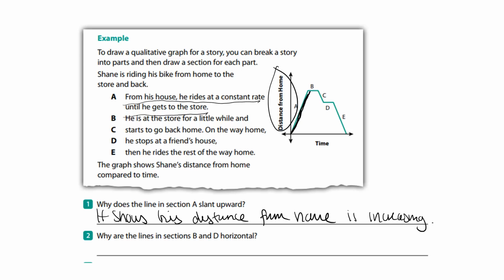Number 2, why are the lines in sections B and D horizontal? So B is represented here, the straight horizontal line, and in section D. So in letter B, it says he's at the store for a while, and in letter D, he stops to talk at a friend's house. In those instances, his distance doesn't change.